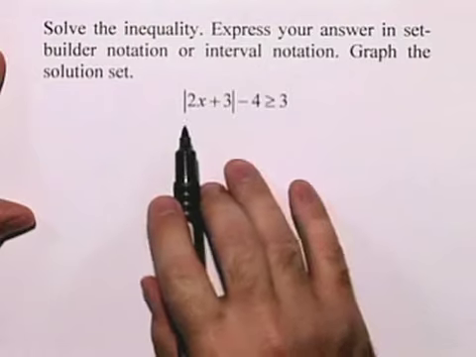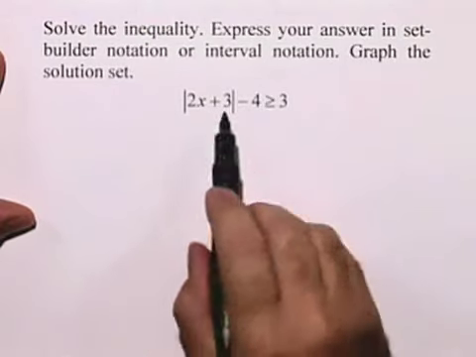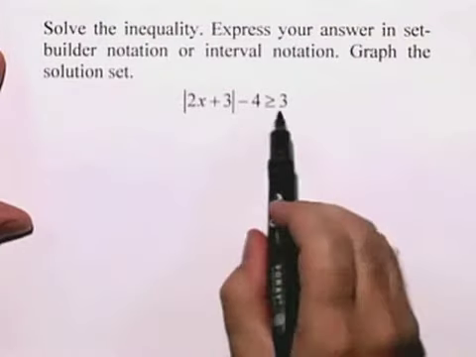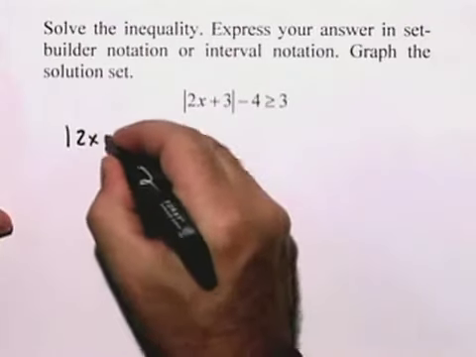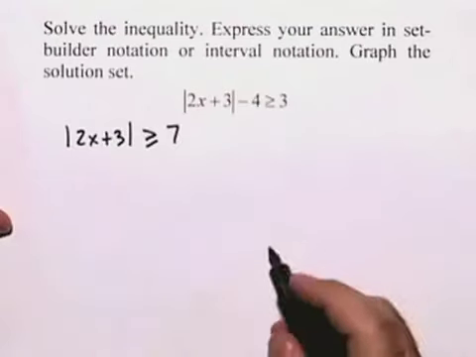The first thing we want to do when solving an absolute value inequality, much like when solving absolute value equations, is to isolate the absolute value portion. We're going to do that by adding 4 to both sides of the inequality. So that gives us the absolute value of 2x plus 3 is greater than or equal to 7.